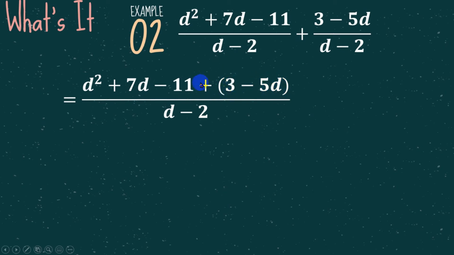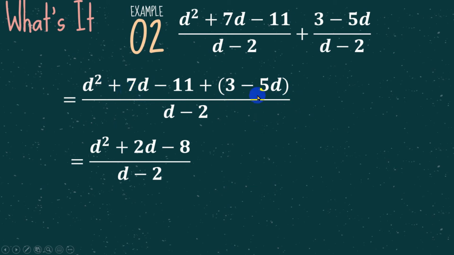This will become positive 3. This is still negative 5d. Pag plus kasi walang pagbabago yan. So, now let us combine like terms. May ka-like terms ba si d squared? May d squared ba dyan? Wala naman, di po ba? So, next is 7d at saka negative 5d. Sila yung magka-like terms kasi pareho yung kanilang variables, pareho din yung exponent ng variables nila.